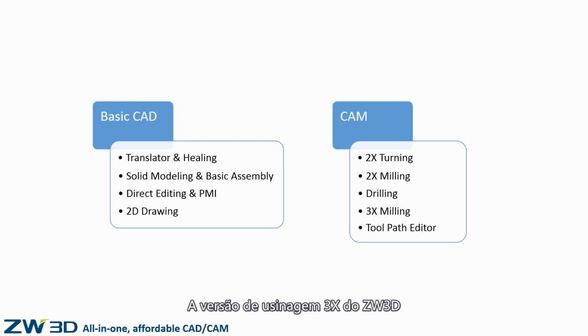ZW3D 3X machining version is a turning and 3-axis milling solution. It's based on unique quick mill technology with a variety of operations, from roughing to finishing.